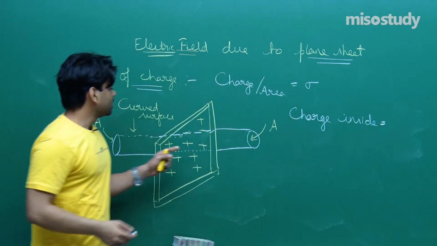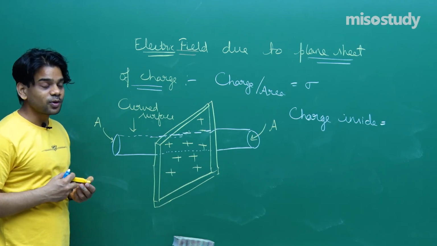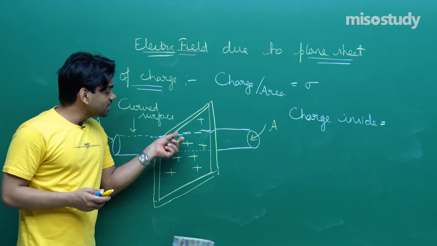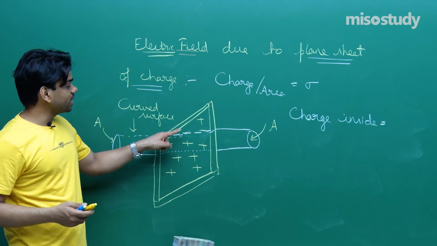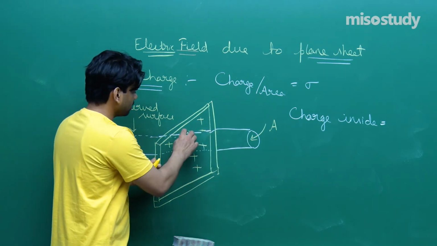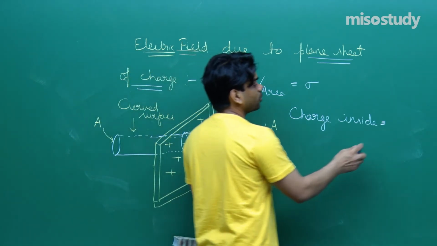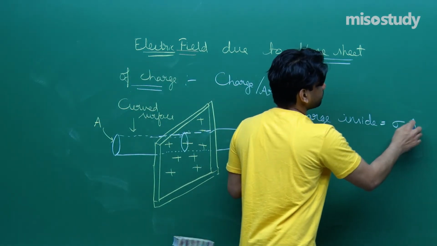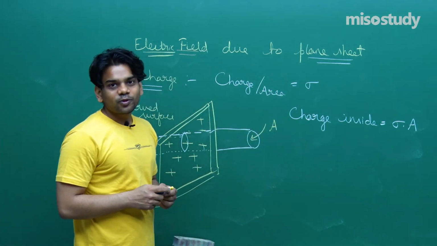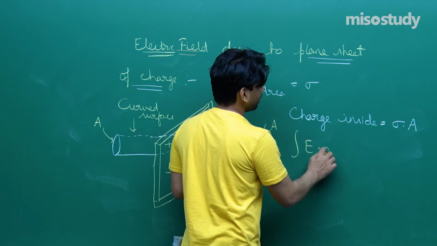You see that sigma is here. Sigma is the charge distribution, sigma is the charge per unit area. If you see the charges present, that will be sigma into this area A, because A area will be passing through this part. This will also be A area. So charge inside will be equal to sigma into A. Next thing we have to do, we have to find out E dot ds. So just evaluate E dot ds.